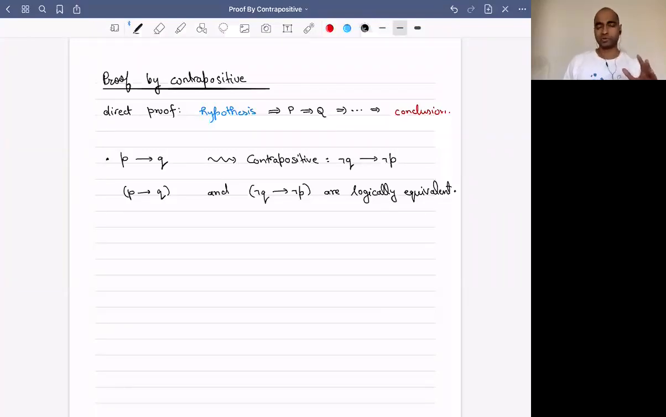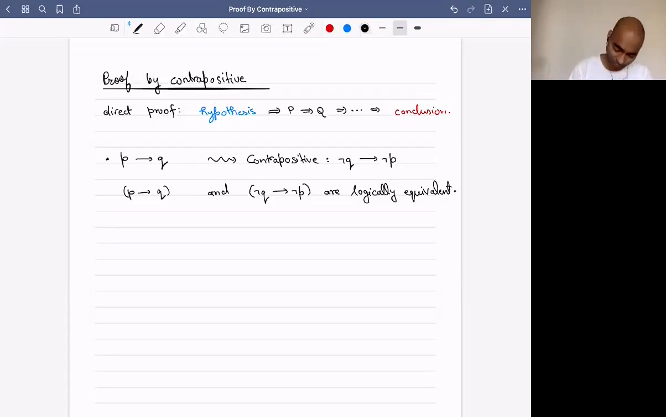We saw that direct proofs are just a sequence of implications that start from the hypothesis and reach the conclusion. Proof by contrapositive is essentially a direct proof, except with a twist at the start. Recall that a statement P implies Q has the contrapositive, not Q implies not P. So the hypothesis and conclusion are flipped, and then they are negated. And we saw that these two are logically equivalent. So proving P implies Q is the same as proving not Q implies not P.